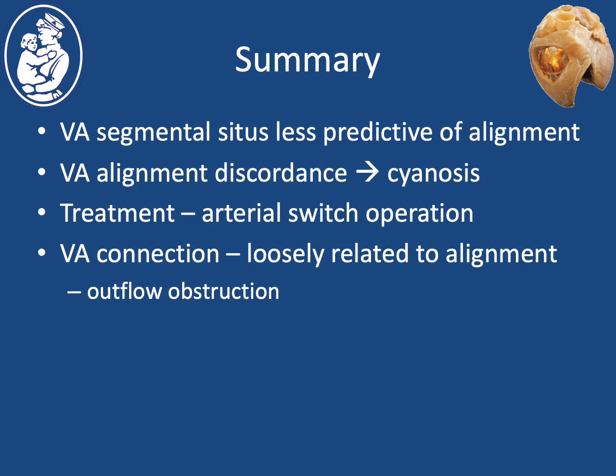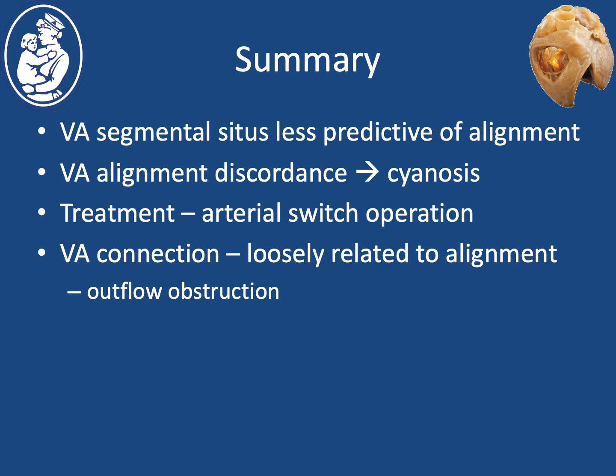On the other hand, the situs of the ventricles and great arteries is much less predictive of ventriculo-arterial alignment. Again, ventriculo-arterial alignment discordance results in cyanosis. This is another cause of cyanosis, a typical example being transposition of the great arteries. Here the treatment, however, is an arterial switch operation because it's the great arteries that are switched. So again, our segmental analysis has led us to the cause of cyanosis as well as the treatment.